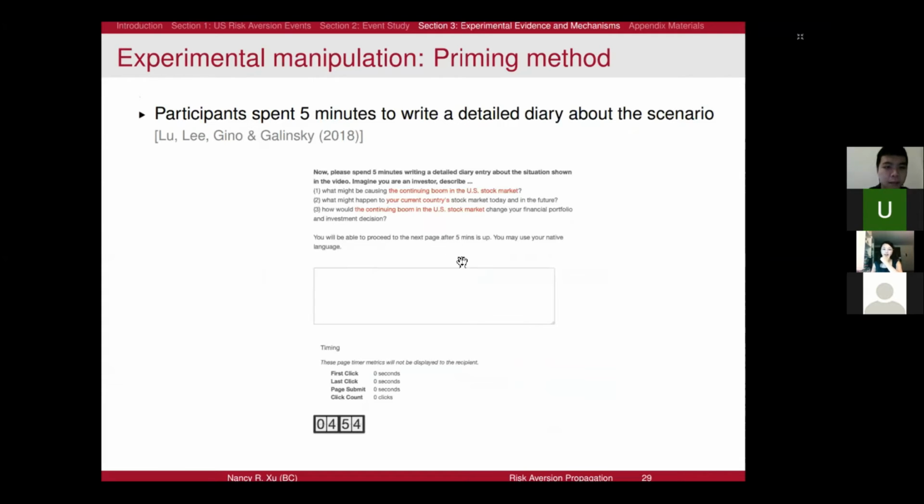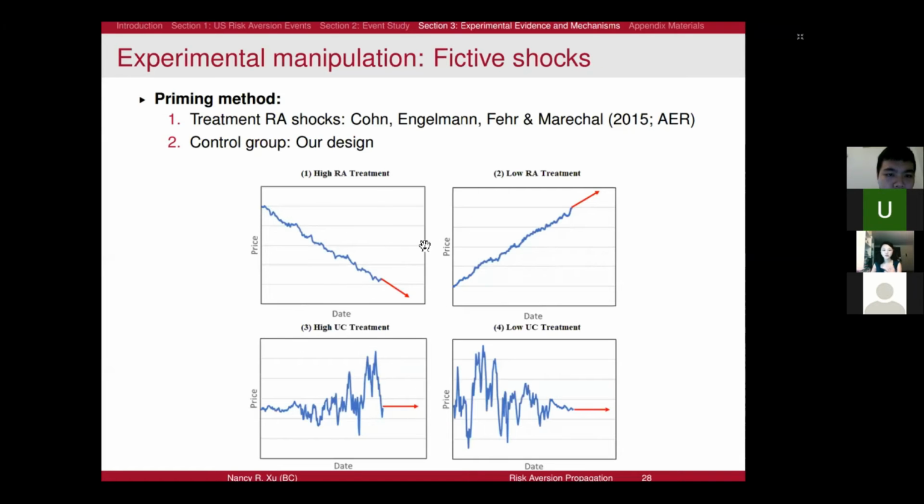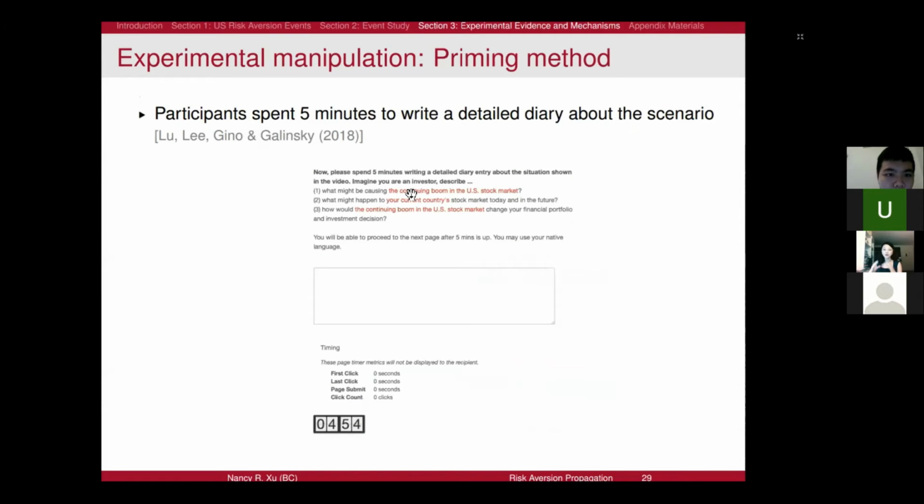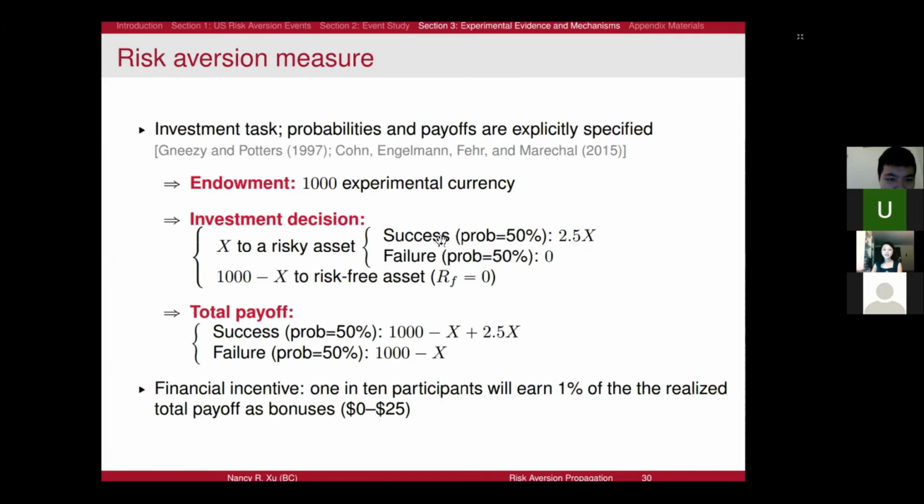In terms of the priming method, we basically ask them to look through this plot for 5 minutes and try to write scenarios of what do you see, what do you think, to guide them into the scenarios. But there's no right or wrong answer, and I don't care what they write. I just care that you spend the 5 minutes thinking about these experiences.